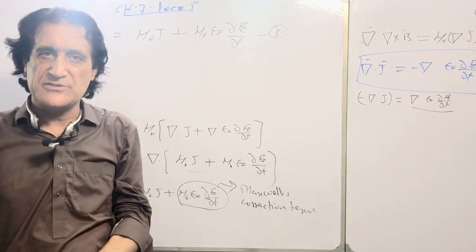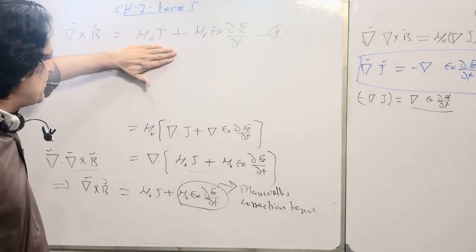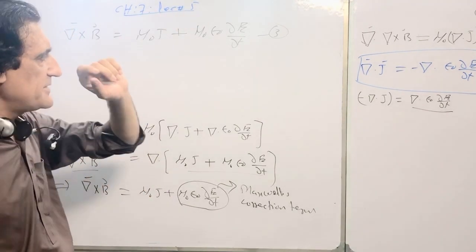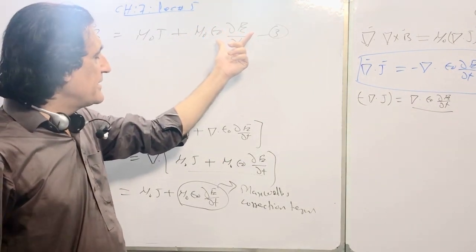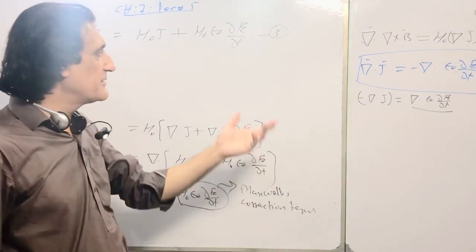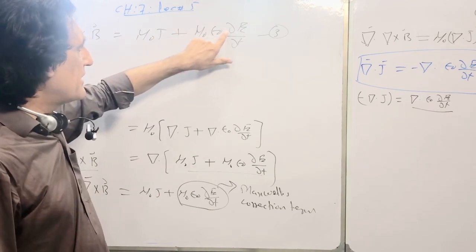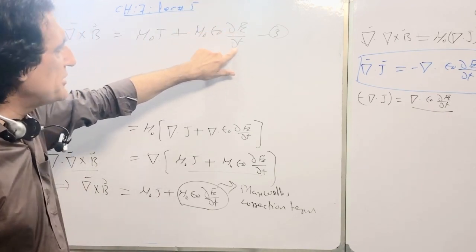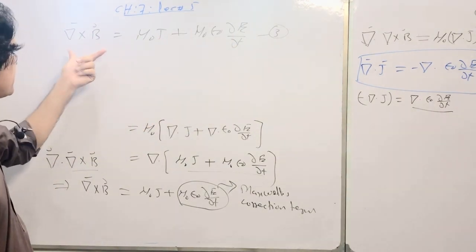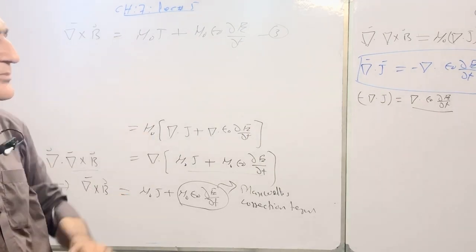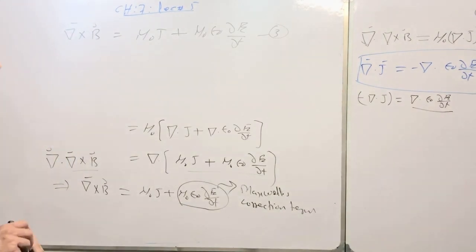magnetostatics. Magnetostatics means the current remains constant. J is constant, and the electric field is constant. If E is constant, then it is a magnetostatic case. For a magnetostatic, this term goes to 0 because partial E divided by partial T goes to 0, and we have the previous Ampere's law, del cross B equal to mu naught J, which was already calculated by Ampere.